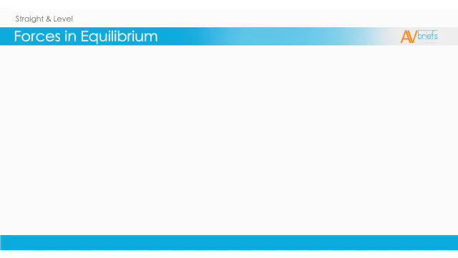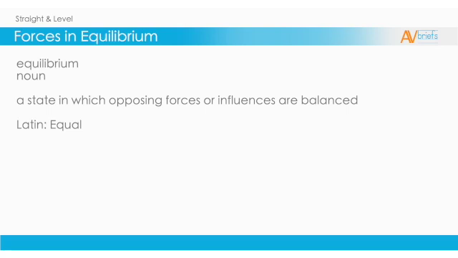As always, let's correctly define what we're talking about. We said that to achieve straight and level flight, we must have the airplane in a state of equilibrium. Let's make sure we are using the correct definition of equilibrium to avoid unnecessary confusion. Equilibrium means a state in which opposing forces or influences are balanced. In its most basic form, from its Latin origin, it means equal.